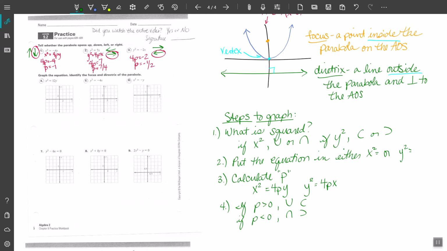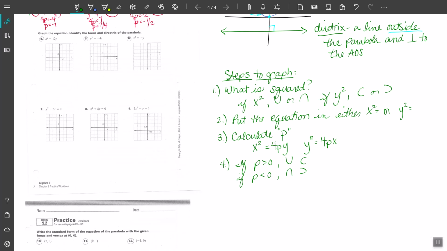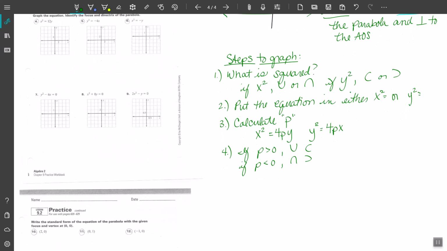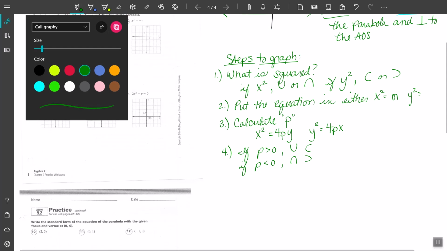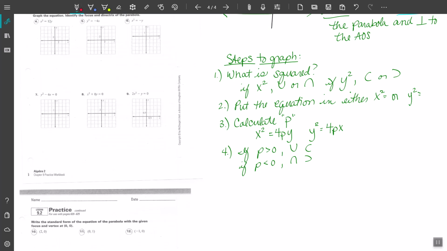All right, after we do all that, then we're going to do some calculations to actually graph them on 4 through 6. So looking at number 4, I have an x squared. That means, according to step 1, that my graph is going to either open up or down. So up or down. According to step 2, the equation is in x squared equals terms. So the x squared is isolated by itself on the left-hand side there.